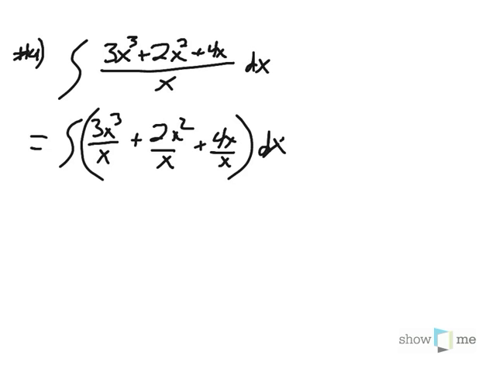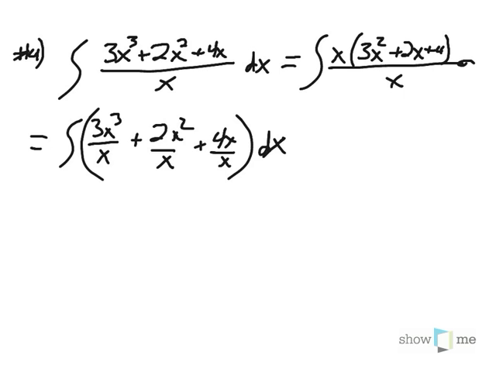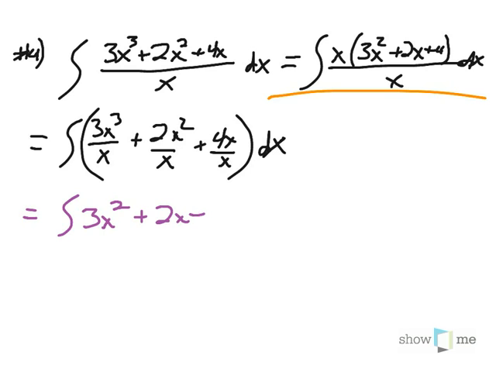I'll show you a different way to organize that work if that doesn't make sense to you. And that's the following. You could factor an x out of the numerator. It's equivalent to what I'm showing here, and actually I probably like this better. But either way you do it, continuing, you're going to end up with 3x squared plus 2x plus 4. If you organize your work like I did over here on the right, the x's cancel and you're left with the same thing.